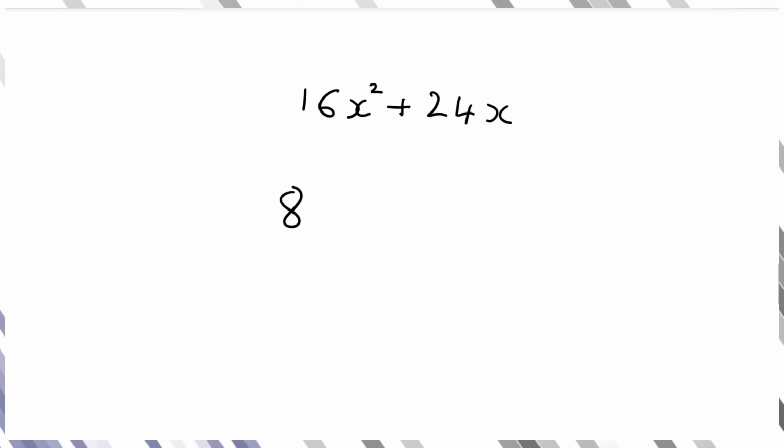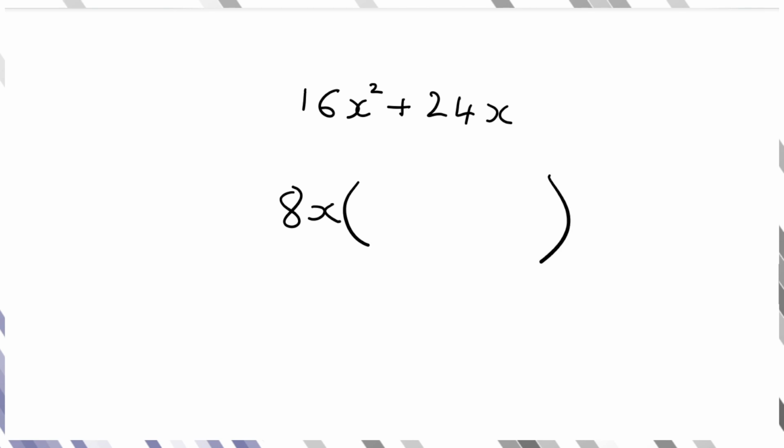And then we can look at the highest common factor of x squared and x. The biggest thing that goes into x squared and x will just be x. We can't take x squared out because that wouldn't go into x. But x goes into x once, and it goes into x squared x times. Alright, and now we need to divide all of this by 8x.